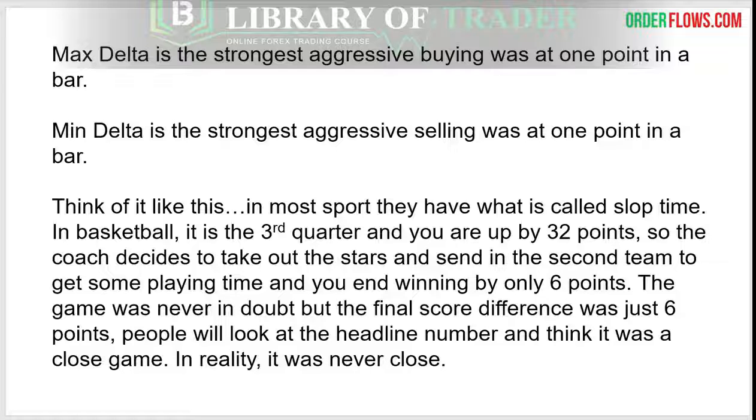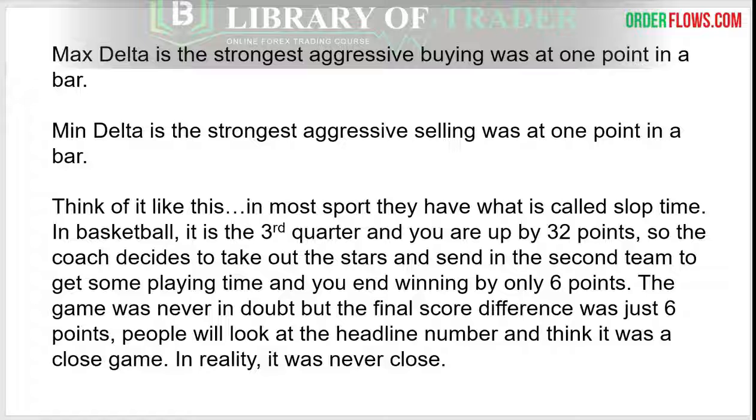Think of it like this. In most sports, they have what they call slop time. In basketball, imagine it's the third quarter and you're up by 32 points. The coach decides to take out the stars, let them rest, and send in the second team to get some playing time. But you only end up winning by 6 points. The game was never in doubt, but the final score difference was only 6 points. People will look at the headline number and think it was a close game because they just see we only won by 6. Yeah, but earlier we were up by 32, and we took out all our stars.